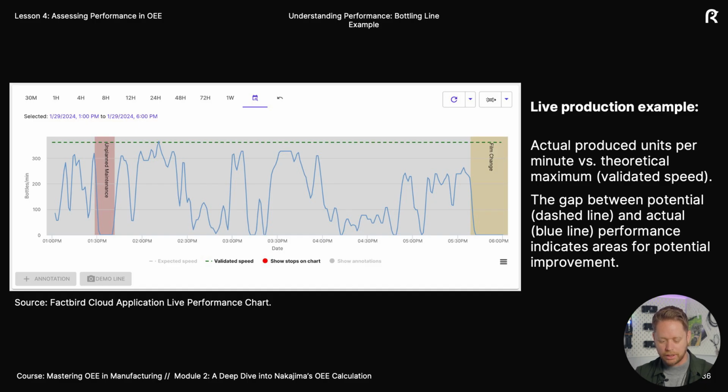Understanding the gap between potential performance, which is the dashed line in the chart, and the actual performance, which is the blue line, helps us identify areas that need improvement. You can see in the live production graph that the blue line fluctuates between stopped and near peak. The difference between the two lines is what we are interested in here.